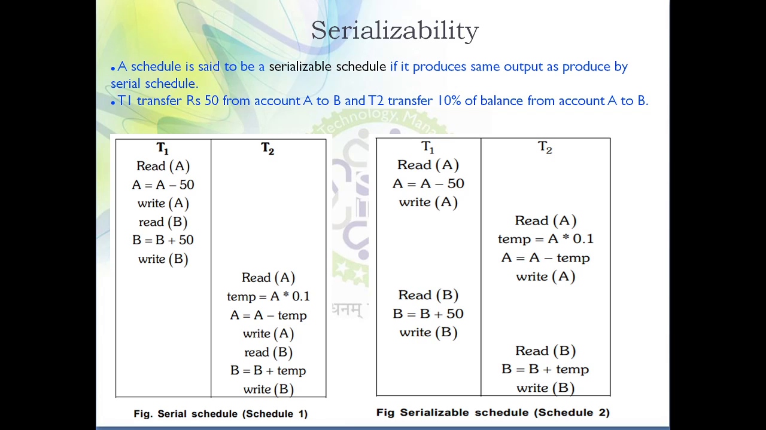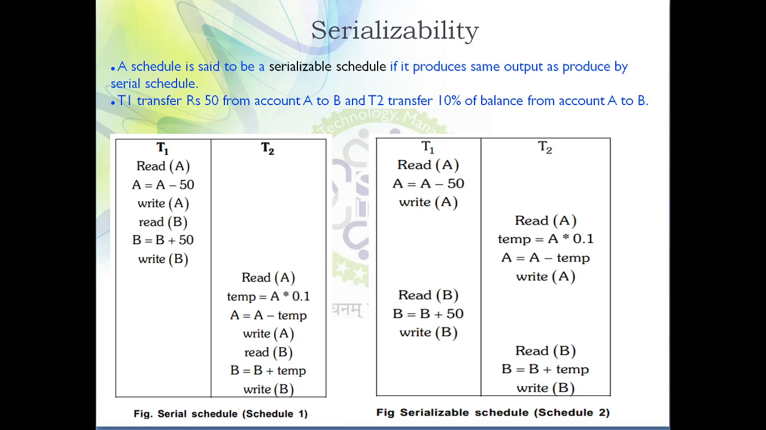And what is the new value for A? 50. So again you will read the value of A and you multiply A with 0.1, that means 10%. So 10% of 50 is what? 5. Okay, 10% of 50 is 5. So that 5 is subtracted from A, so the new value of A is 45.